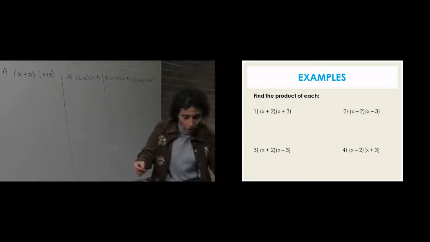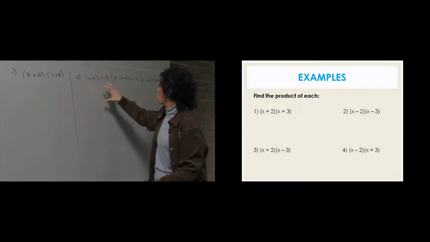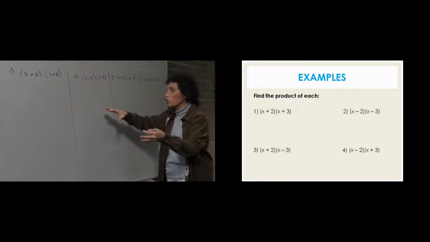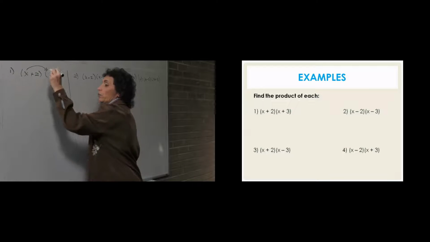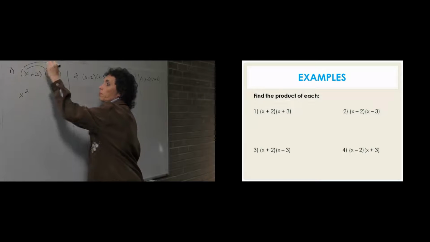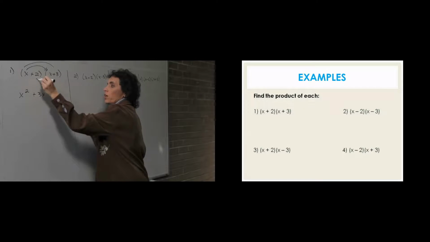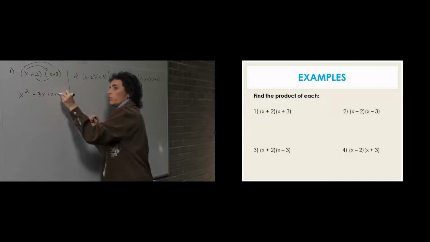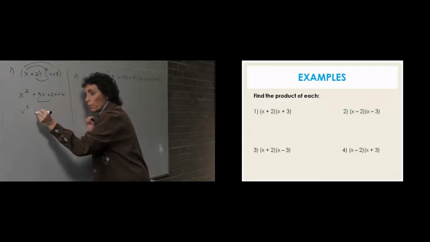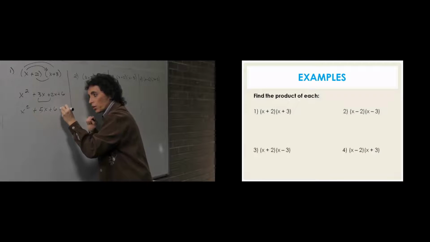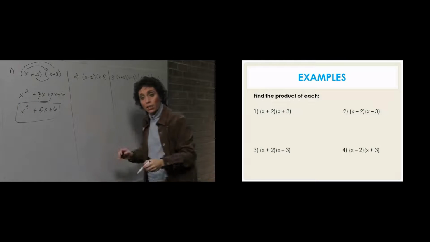Okay, this should have been kind of easy for you, I hope, because you're either going to FOIL it, or we're just going to distribute. There's no conjugates here. X times x is x squared plus 3x plus 2x plus 6. Okay? Now we combine our like terms, and we get x squared plus 5x plus 6. That's it. Done. That was nice.